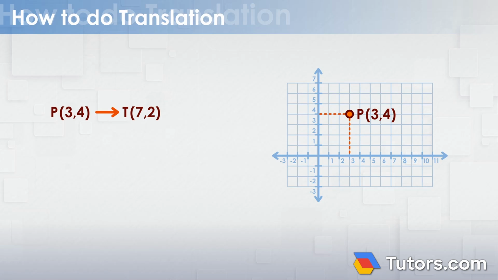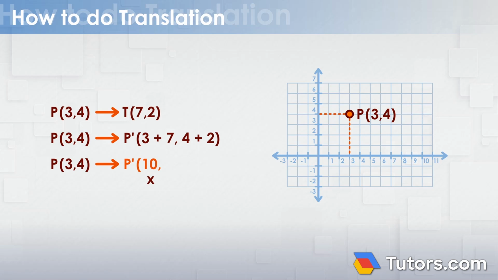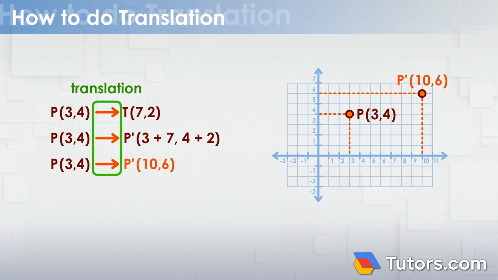To get our coordinates for point P', we use this formula. We are just adding the number of units for our shift to the existing coordinates, so we have 3 plus 7 and 4 plus 2. Our new point has an x-coordinate of positive 10 and a y-coordinate of positive 6. In the formula, the arrow indicates this is a translation.